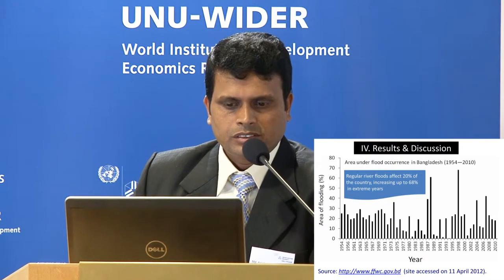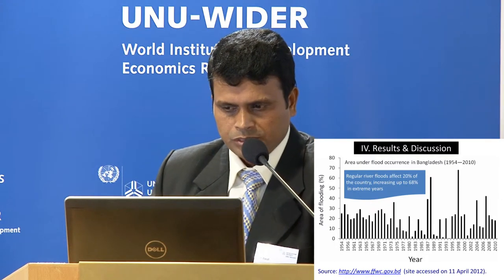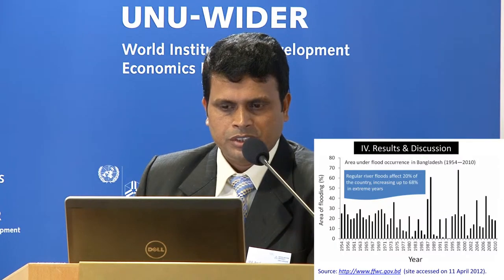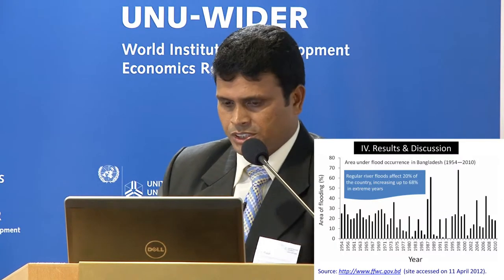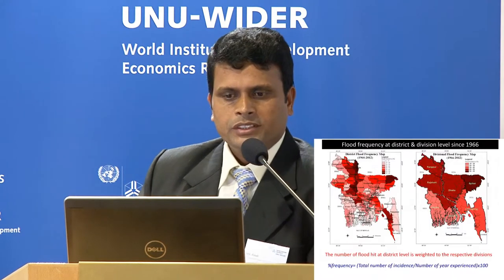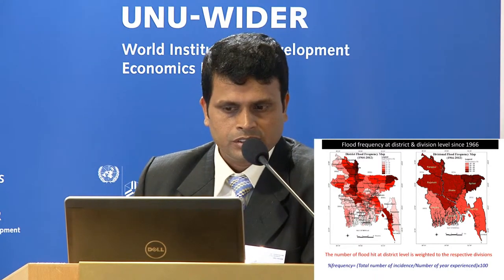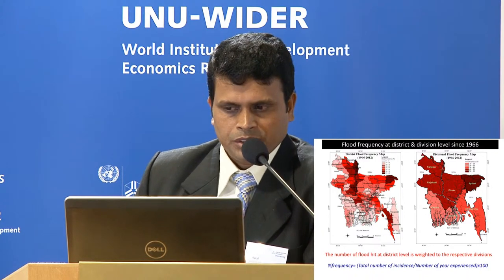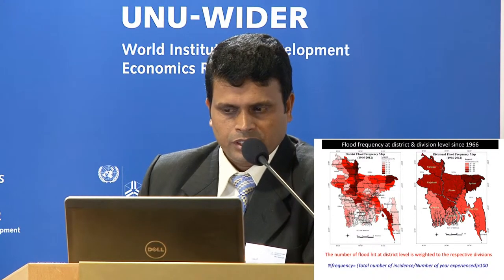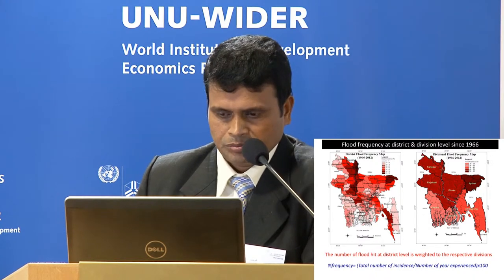These are the areas of flooding from 1954 to 2010. Regular flood affects 20% of the country, increasing up to 68% in extreme years. These are the flood frequencies at district and division level since 1966. The Sylhet division is more vulnerable to flood, and the Khulna and Barishal divisions are less vulnerable to flood.